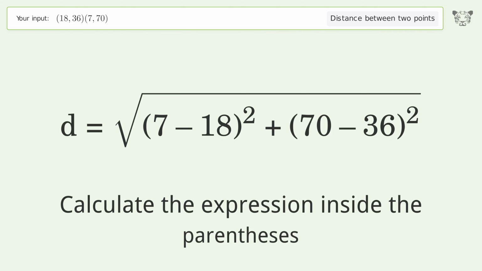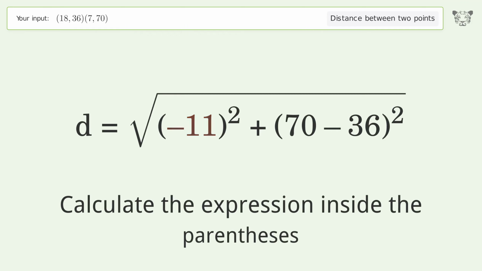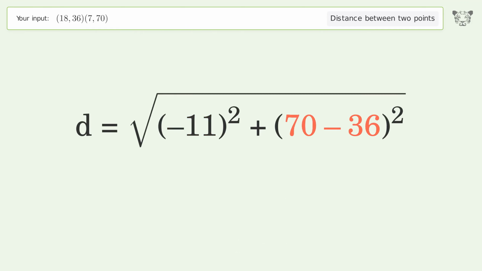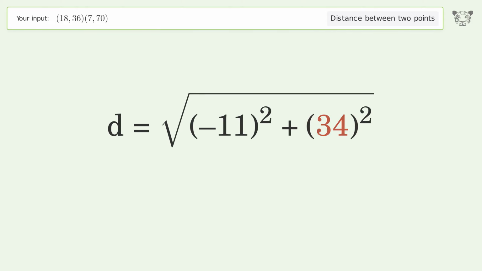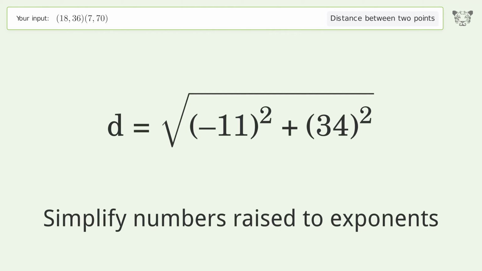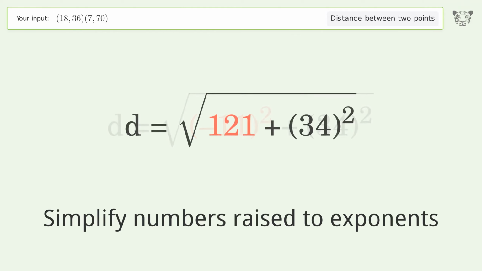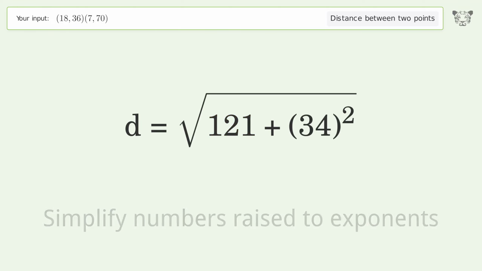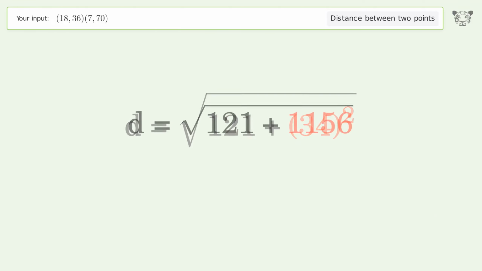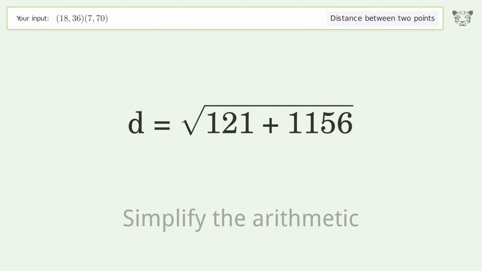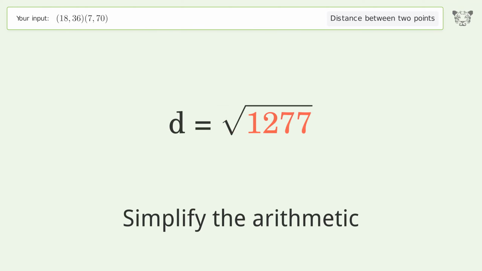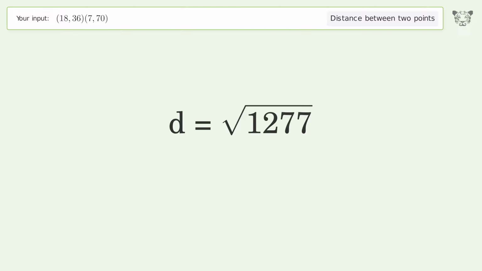Calculate the expression inside the parentheses. Simplify numbers raised to exponents. Simplify the arithmetic. And so the distance between the 2 points is the square root of 1277, or 35.735.